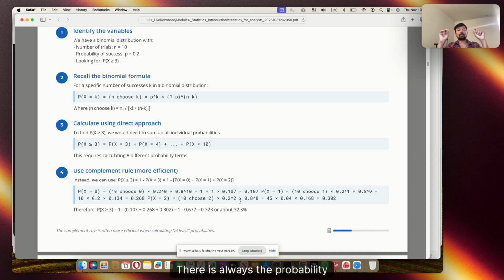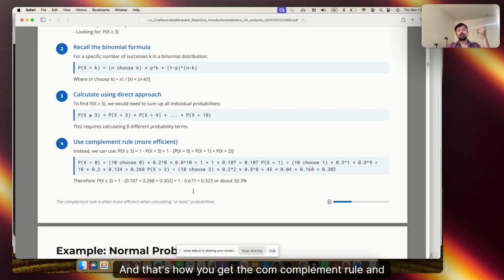there is always the probability of one minus: there is an event which is going to happen, and then there is the opposite of this event. The opposite of the event is exactly one minus the probability that you are getting here. And you will do this for all 10 instances, all 10 trials that you have. You will do 1 minus the probability of one event, 1 minus the probability of the second event, 1 minus the probability of the third event, and keep on doing that. That's how you get the complement rule, and you get more efficient information about the probability.